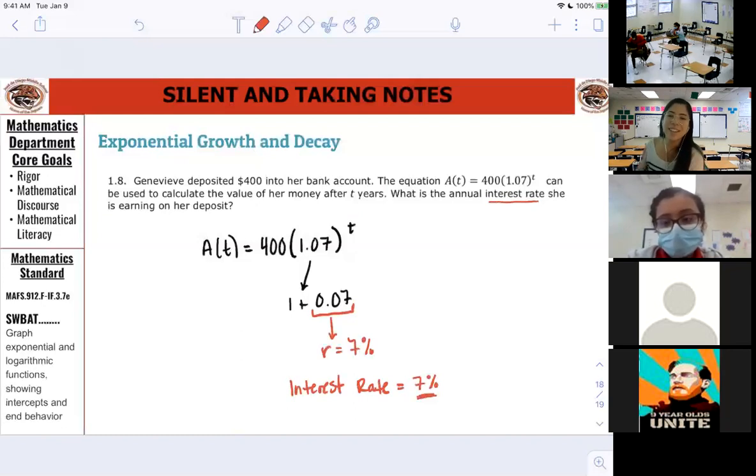Wait, is a high interest rate bad or good? It depends on the scenario. If it's a loan, it's bad because that's how much money you're owing. But if it's a bank account, it's good. Imagine a 50% interest rate for a loan. Yeah, that would be ridiculous.